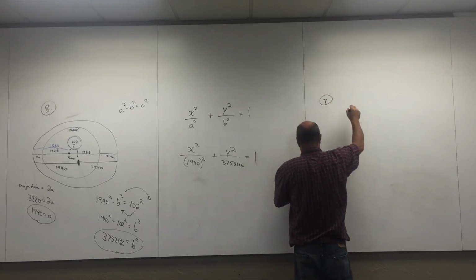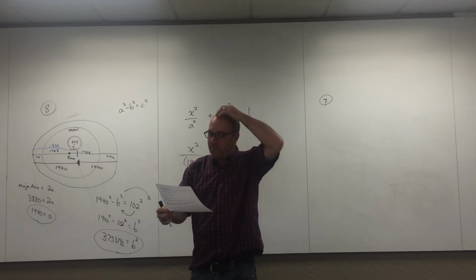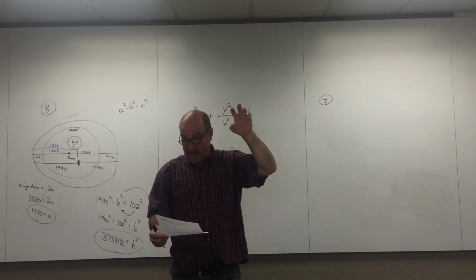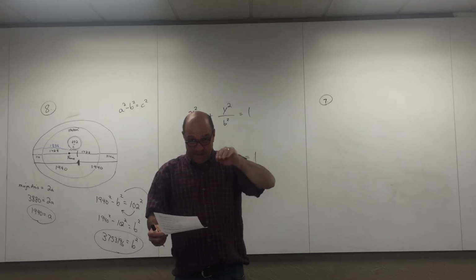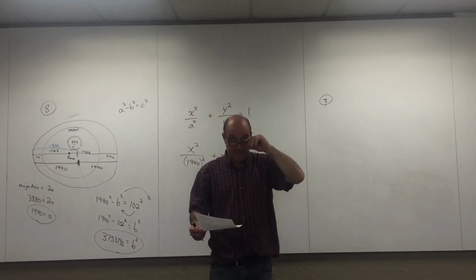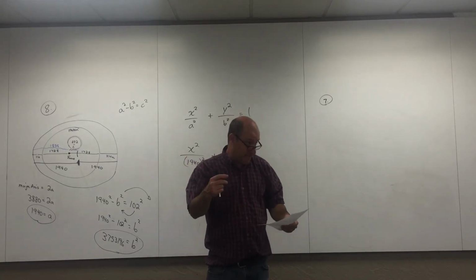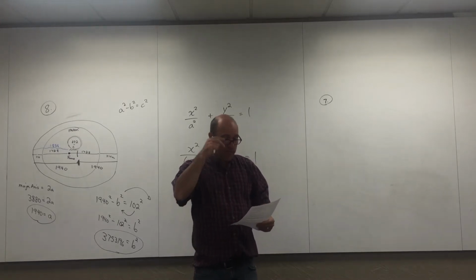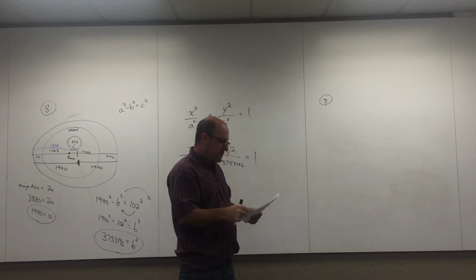Here's what I would like to say about 7. The question is, how far from the vertex should you mount the receiver? And the answer is, you want to mount the receiver at the focus, and the distance from the vertex to the focus is p. So ultimately, this question is: find p for this parabola.